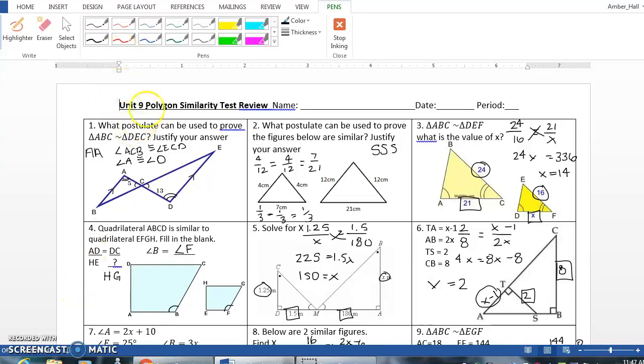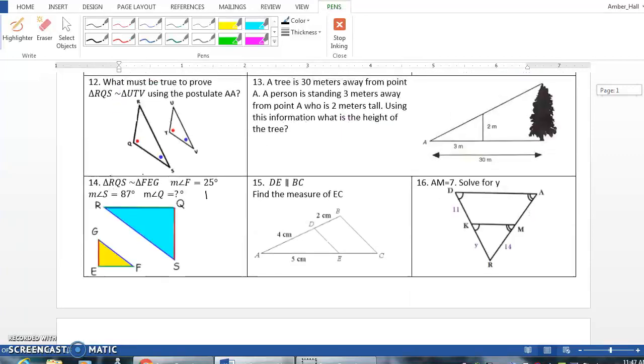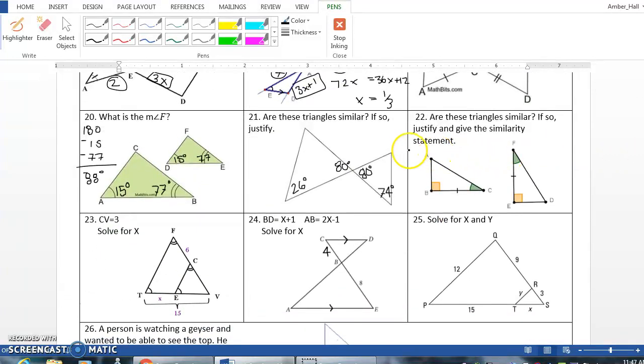Part 2 video of the Unit 9 Polygon Similarity Test Review. We are on question 21. Are these triangles similar? If so, justify.